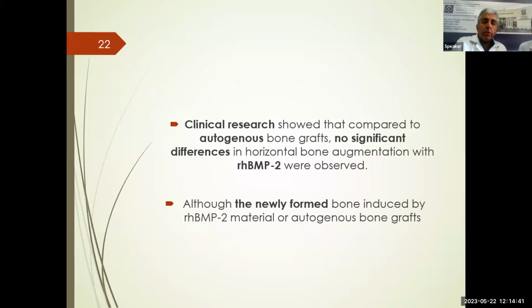Using recombinant bone morphogenetic protein, clinical research showed that, compared with autogenous bone graft, there's no significant difference in horizontal bone augmentation with or without recombinant bone morphogenetic protein, although new bone was induced by the recombinant bone morphogenetic protein material or autogenous bone grafts.